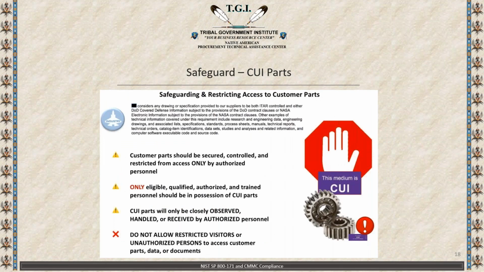So let's hit on CUI parts one more time. If a part is a physical representation of an engineering diagram and has unique military or space application under a DoD contract, then it's CUI. And that CUI part is definitely protected.